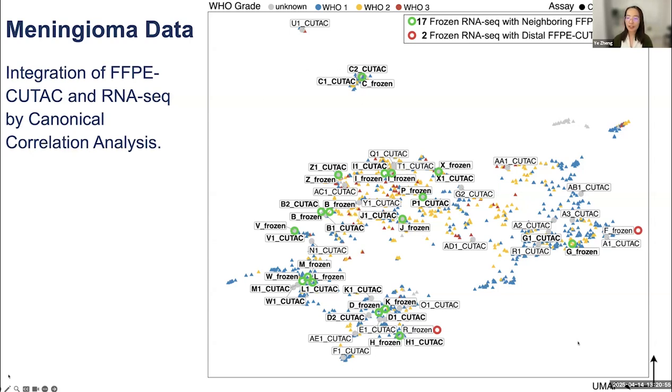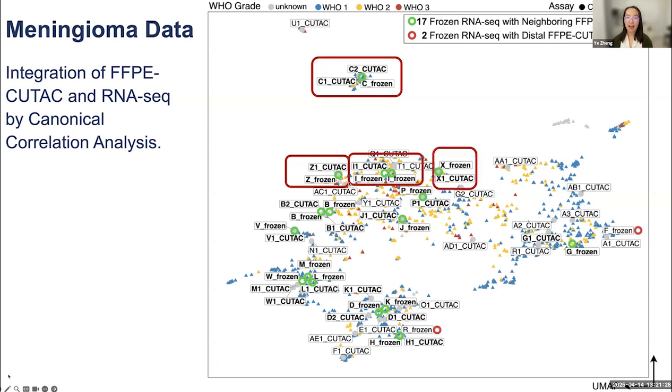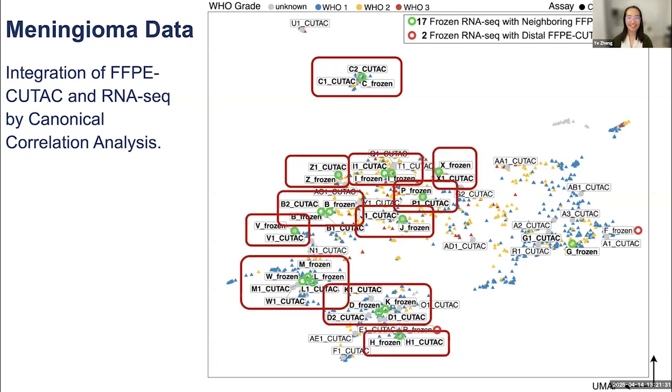For example, showing here is a UMAP. If a sample name starts with C, it represents patient C. If the sample ends with CATAC, it means this is our technology, FFPE CATAC, the epigenomic profiling. If it ends with frozen, it means this is RNA-seq data on the frozen sample. You can see that regardless of what kind of assay you use to profile the data, they can all be nicely integrated as long as they are from the same patient. This is for patient C, patient Z, patient I, X, P, J, B. Not only can they be integrated very well, they almost show an overlapping pattern.